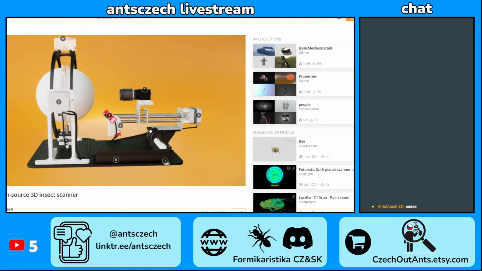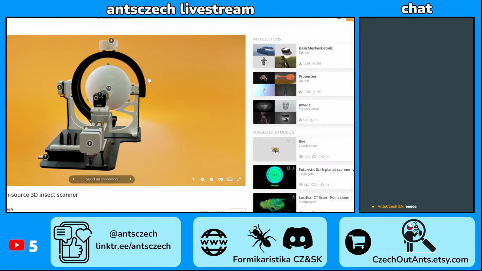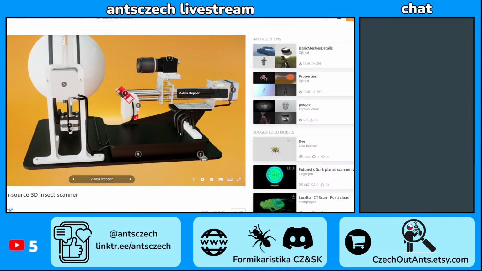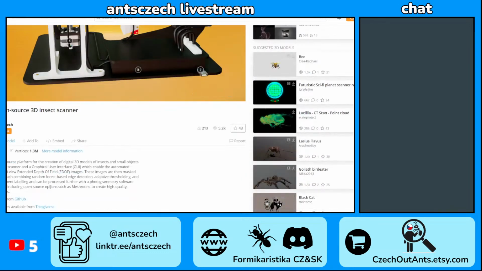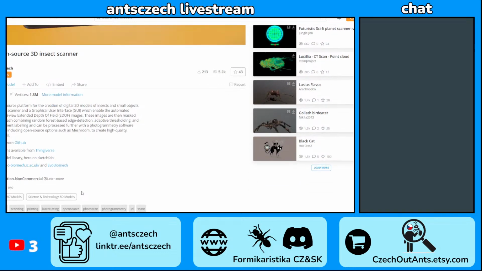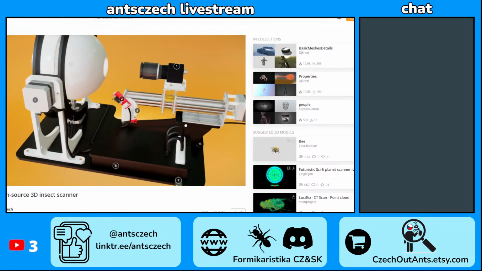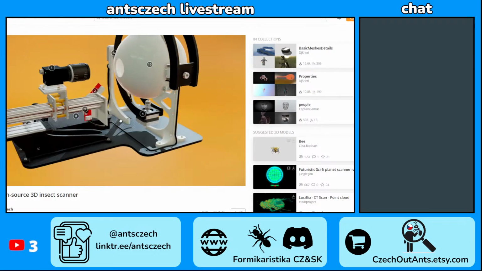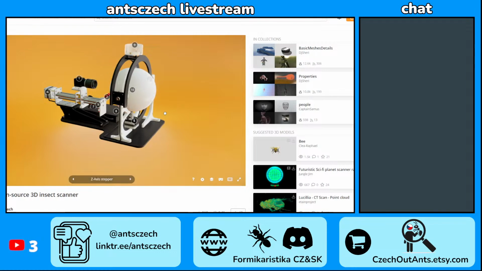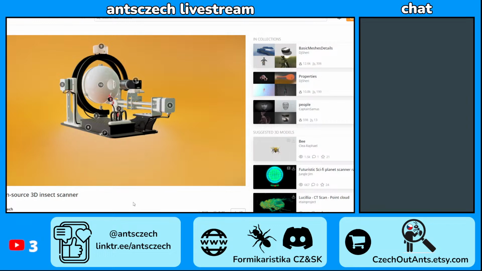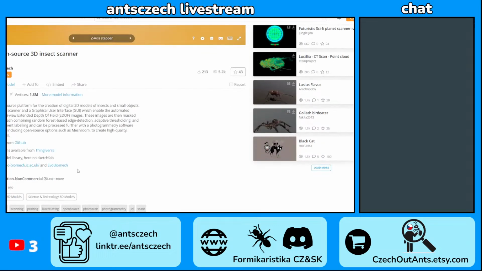Okay, so this is the model I was talking about. I can send it on the Discord in the AntsCzech. Evo Biomech. Who made it? Oh, that's cool. Interesting model. Pretty cool. Probably like 20k. Or is there a price tag even there? On the thing? Not sure. I don't think there is.